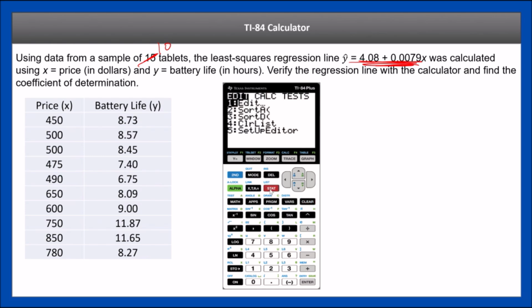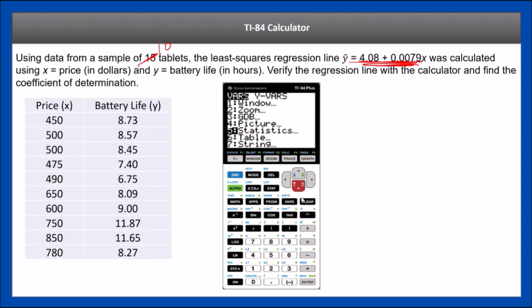First, we are going to use the statistics menu. We're going to edit and type in all our numbers from the price and the battery life. Once we do that, we exit out with second mode. Then we hit stat and go to calculate. We want to go to number 4, linear regression. We choose list 1, list 2. We don't have to change anything. Go to calculate. Then that is my equation, right? You can see that: 0.0079 and 4.08.